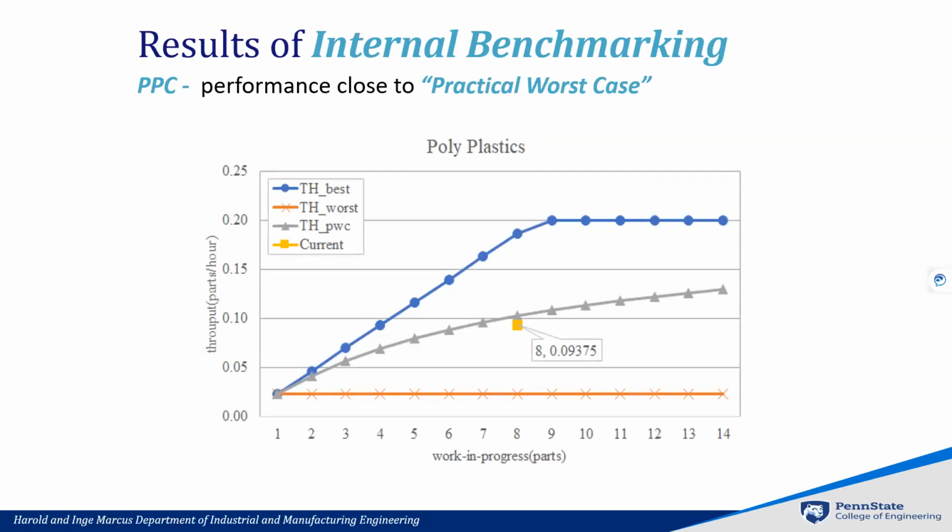The second company in our case study is plastics. Notice here the units of work in process and throughput are different, but mathematically it's very interesting to see that instead of being so far out on the right side and close to the worst case, this company is now pretty close to being lean. Not quite there, but very close to being lean.